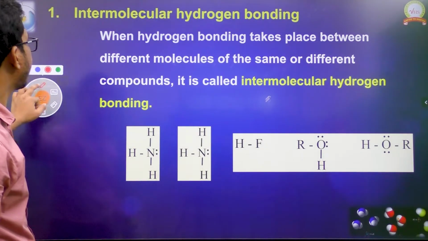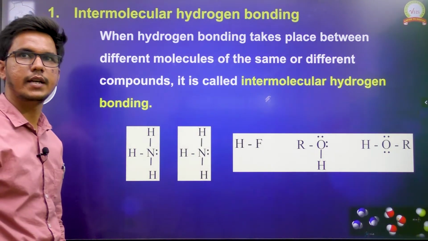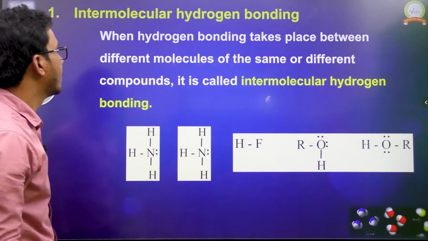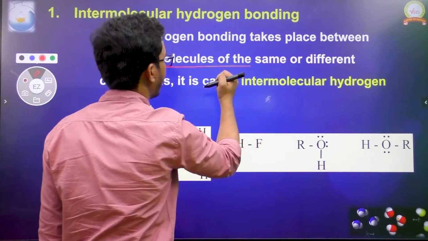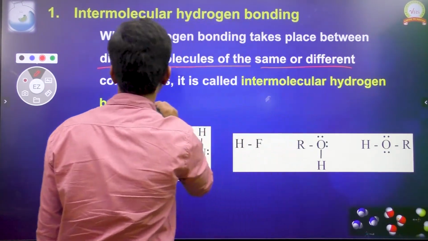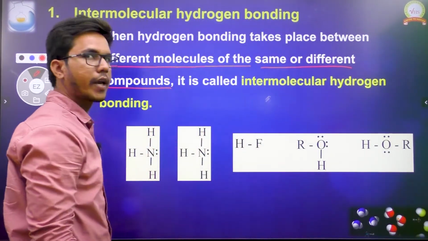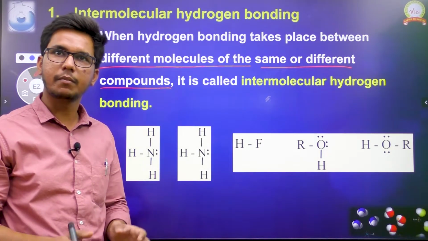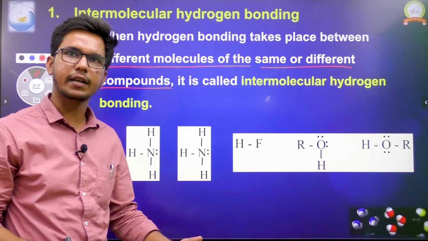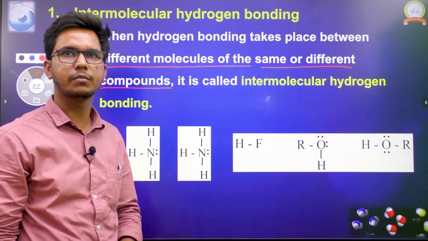Okay, let us take the intermolecular hydrogen bonding now. When hydrogen bonding takes place between different molecules of the same or different compounds, that is going to be intermolecular hydrogen bonding.